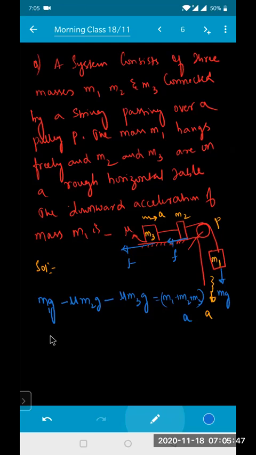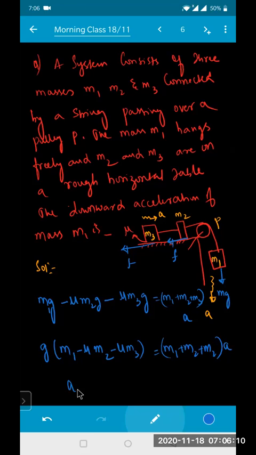Is g common in this one? I can take g as common. So it is m1 minus mu into m2 minus mu into m3, equal to m1 plus m2 plus m3 into the acceleration a.